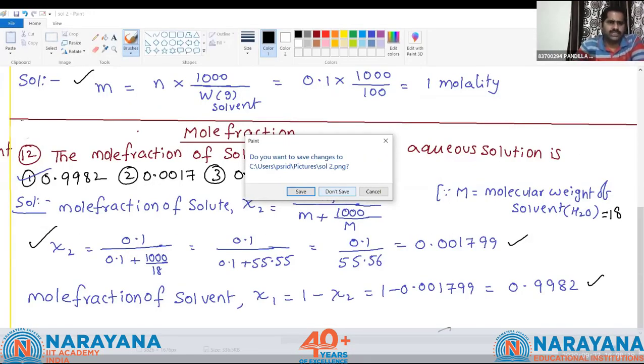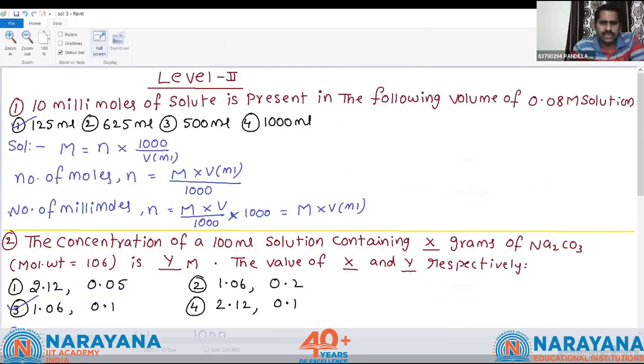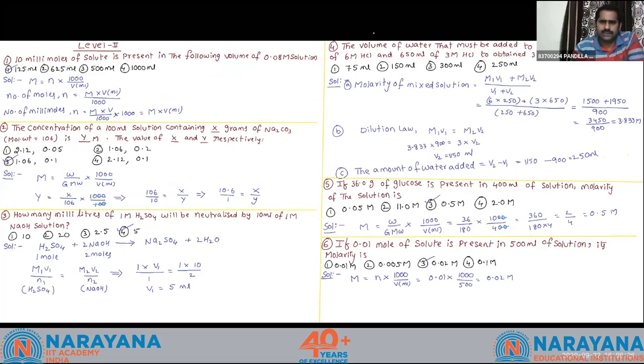Okay students, these are the level 2 questions. Level 2 has a number of questions. In this page we have 6 questions. If you observe, there are 6 problems I discussed in this page. We will discuss each one by one.